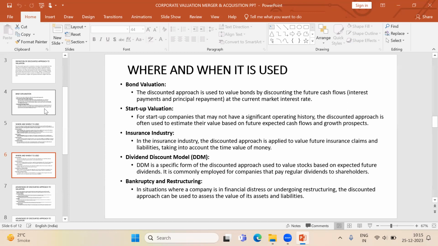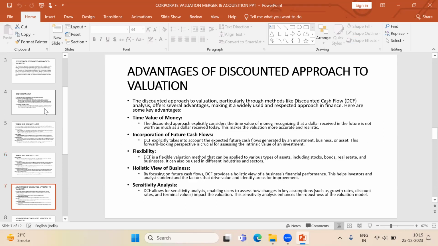Dividend discount model, DDM, is a specific form of the discounted approach used to value stocks based on expected future dividends. It is commonly employed for companies that pay regular dividends to shareholders. Bankruptcy and restructuring. In situations where a company is in financial distress or undergoing restructuring, the discounted approach can be used to assess the value of its assets and liabilities.